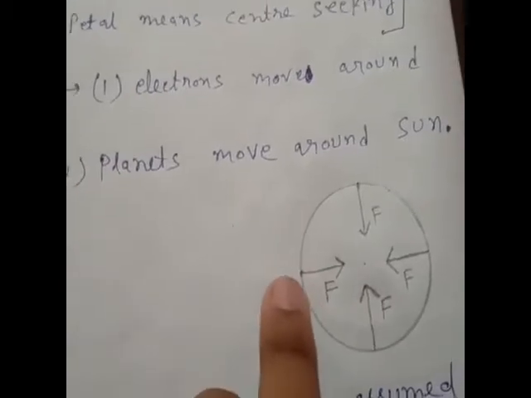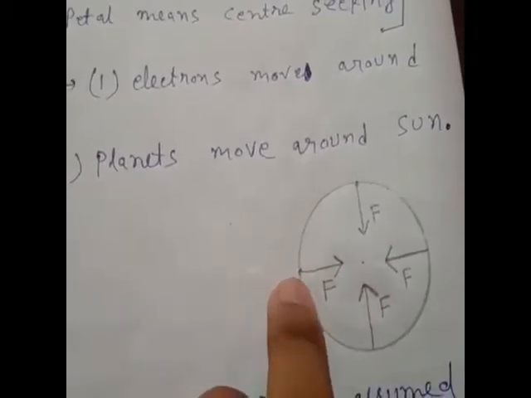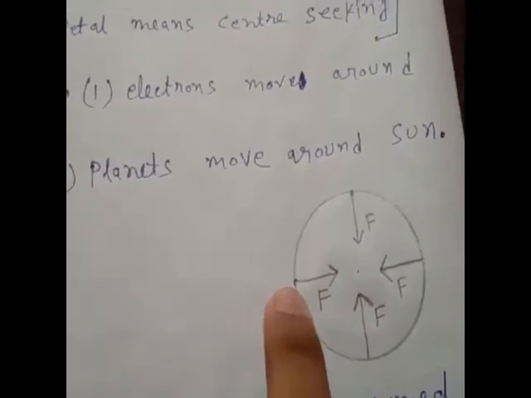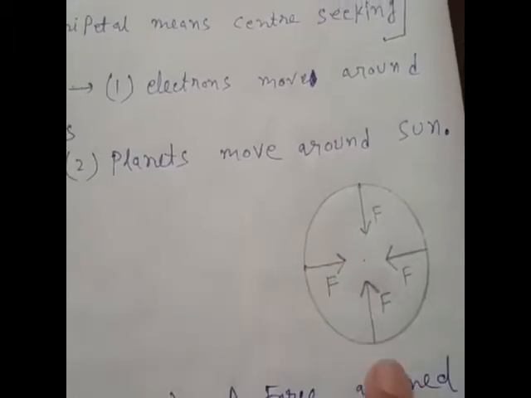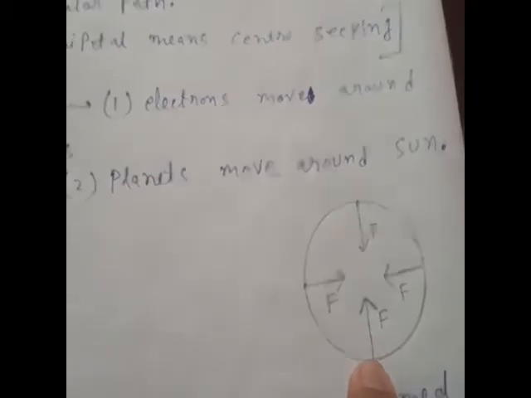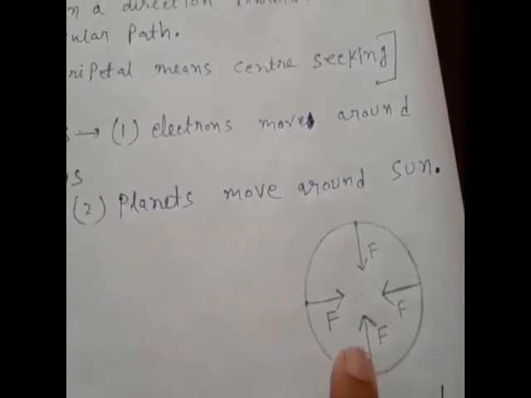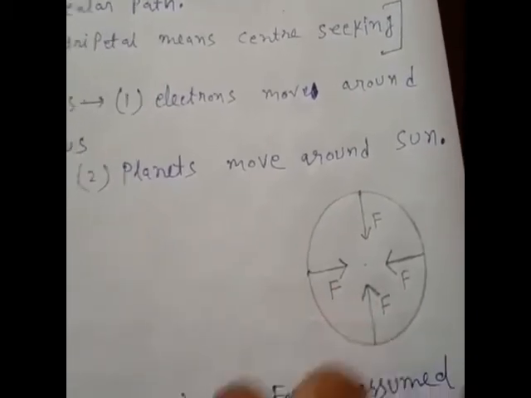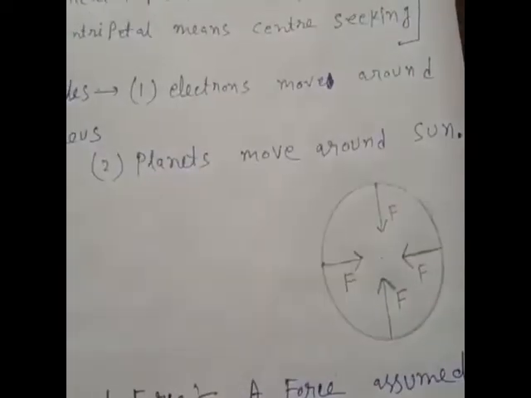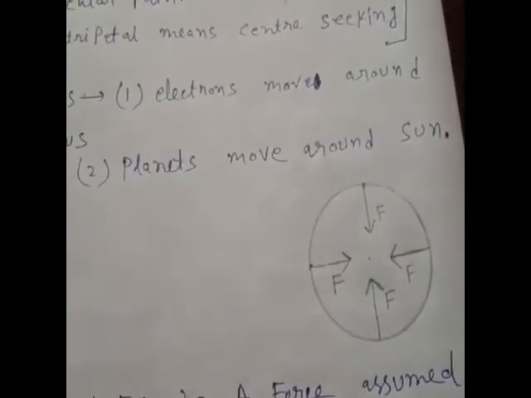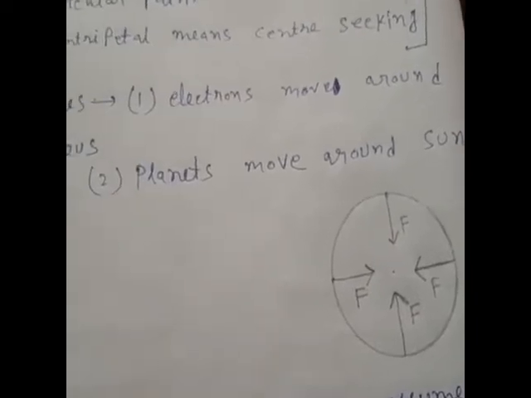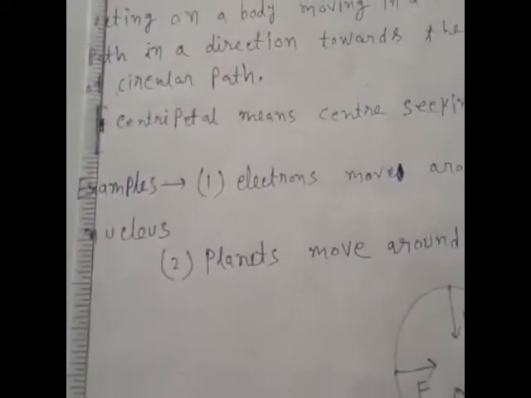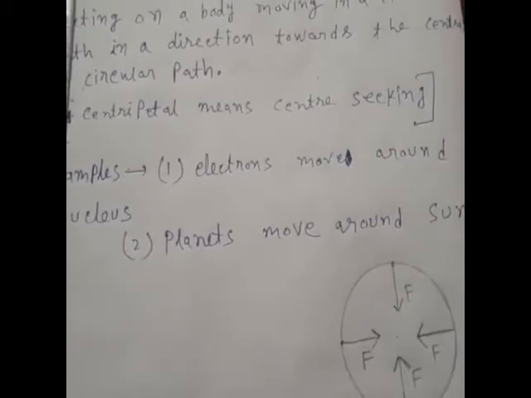Okay, now this is the image of this centripetal force. When the particle is at this point, the centripetal force acts towards the center, and when the particle is here, the centripetal force also acts towards the center. So at all the points on the circular path, the centripetal force acts in the direction of the center. Now let us see some examples of centripetal force.